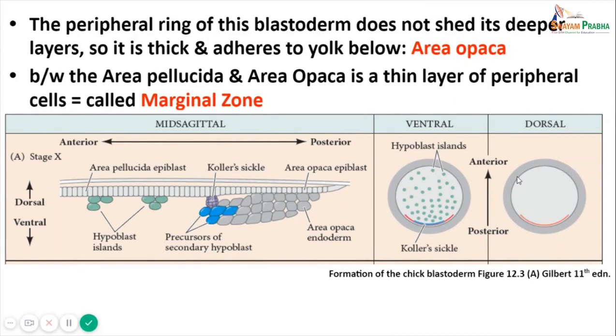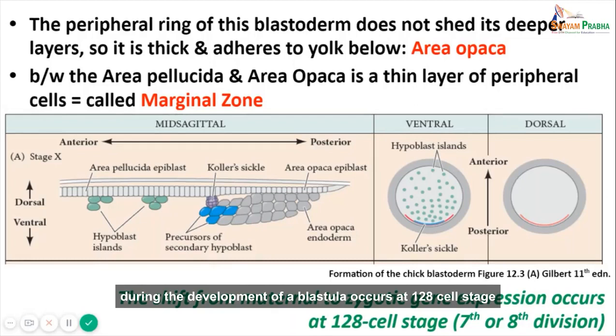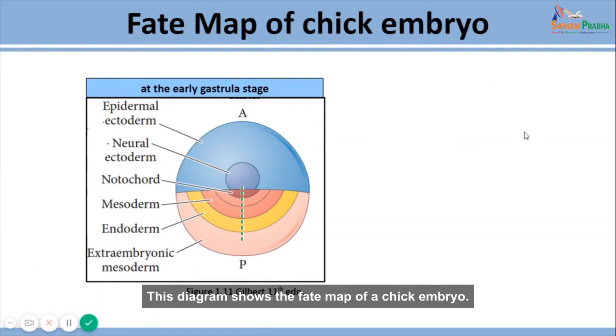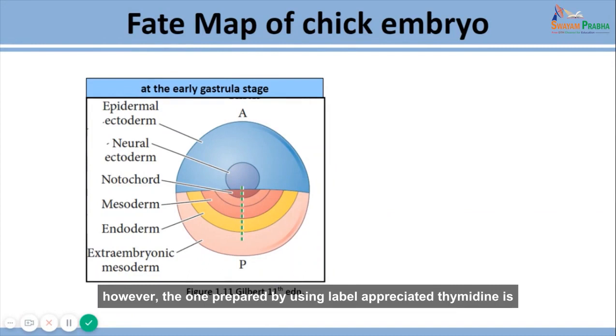The shift from maternal to zygotic gene expression during the development of a blastula occurs at 128 cell stage, that is around the 7th or 8th division of the growing blastula. This diagram shows the fate map of a chick embryo. The fate maps of chicks have been prepared using vital dyes and carbon particle marking. However, the one prepared by using labeled tritiated thymidine is considered the best in terms of fate map studies.